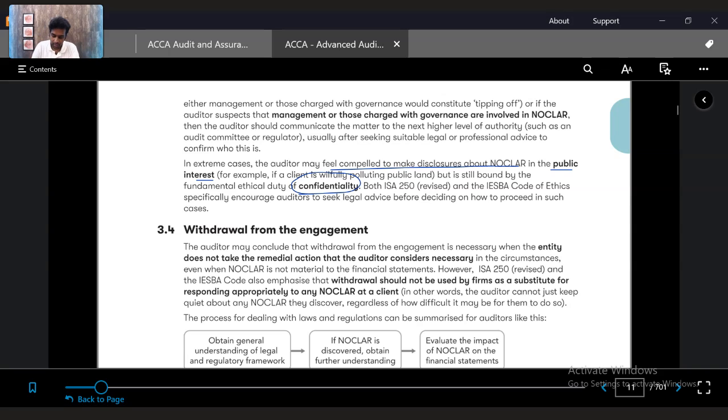For example, auditors can consider legal action against the client themselves. They can go to the court of law and also submit to the government agencies relating to the non-compliance done by the entities. But they have to maintain their ethical duty of confidentiality. So keeping their ethical duty of confidentiality in mind, they need to come out and speak with the relevant channels and with the relevant communication mode if an entity is doing a non-compliance.